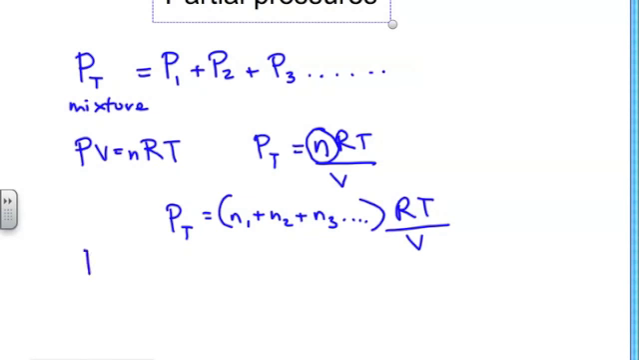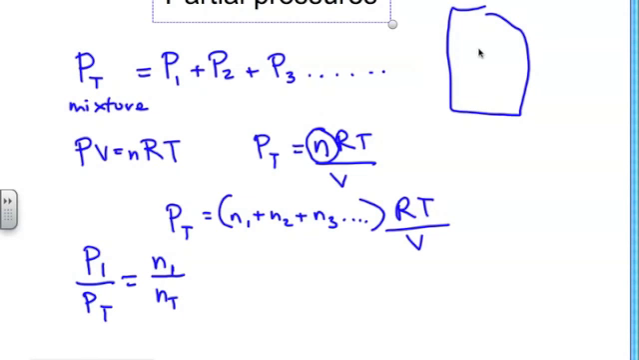If we have the pressure of one gas, and we find that fraction of the pressure of one gas over the total pressure, it's going to be the same as the mole fraction of that gas over the total number of moles. So for instance, if in a container I had 1 mole of oxygen, 1 mole of H2, 1 mole of, let's say, CO2. So let's say the total pressure of that container was 3 atm.